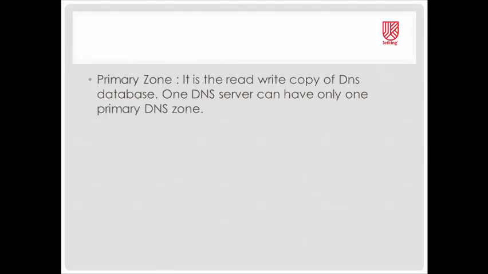Primary zone in the DNS server is the read-write copy of the DNS database. One DNS server can have only one primary DNS zone. Since the primary zone of the DNS server is the read-write copy of the DNS database, it must be kept at a location where it remains physically protected from attacks and remains safe from the internal or external network trees.